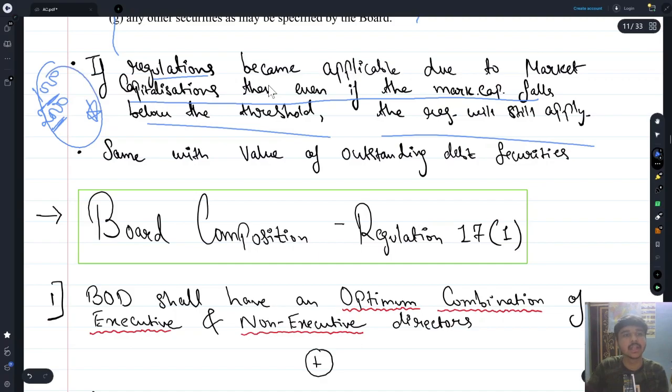Now what happens is, due to a certain X factor, your market capitalization is lowered, and now you're not among the 1000 or 2000, you are say 3000. Just what happened to Adani, right? Adani LODR was applicable, but now the market capitalization has fallen way below. So in that case also, the regulation will still apply.